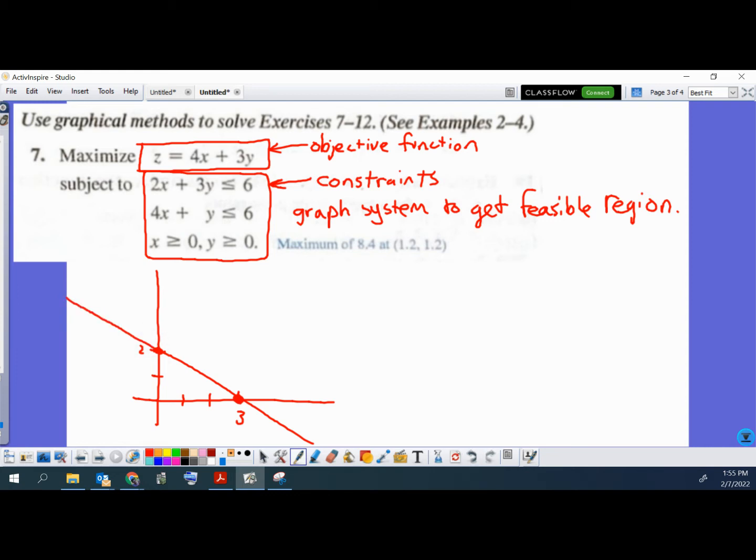All right, and then I could do the same thing here, or this one kind of looks like it's primed for slope-intercept. If I just subtract 4x from both sides, then I get y equals negative 4x plus 6, right? Y-intercept is 6, slope of negative 4. Oh, I should label this line. 2x plus 3y equals 6. That's what that linear equation is, so I don't mix it up later.